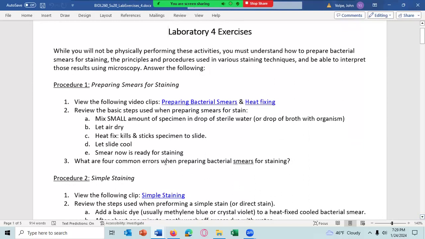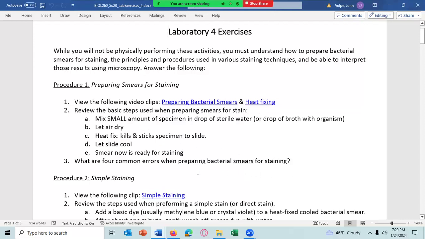In procedure 1, you're going to be preparing a smear for staining. That's usually called a bacterial smear. There's 2 video clips, preparing the bacterial smear and then heat fixing the bacterial smear afterwards. Reminder, the heat fixing is to help the cells stay on the slide so that they're not washed off by the staining technique. And then read how you prepare a bacterial smear.